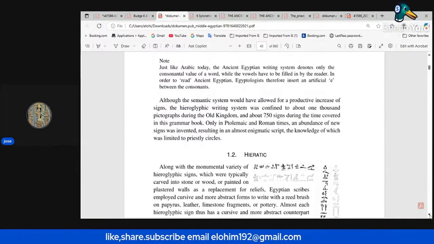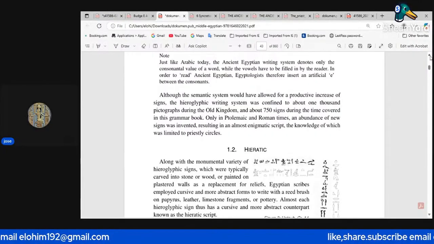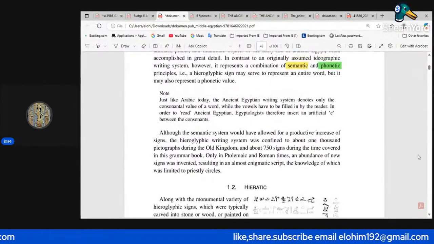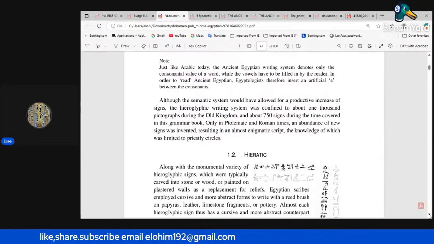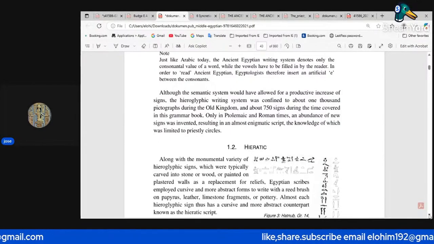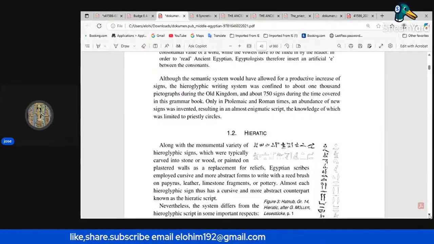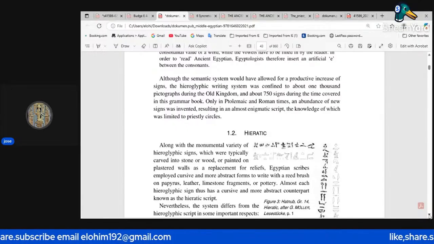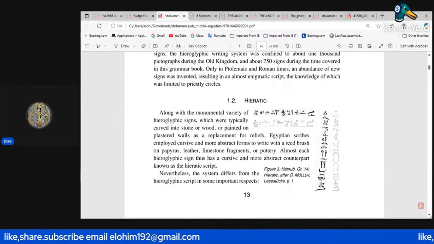Although the semantic system would have allowed for a productive increase of signs, the hieroglyphic writing system was confined to about 1,000 pictographs during the Old Kingdom and about 750 signs during the time covered in this grammar book, which would be Middle Egyptian. Only in Ptolemaic and Roman times was an abundance of new signs invented, resulting in an almost enigmatic script, the knowledge of which was limited to priestly circles.